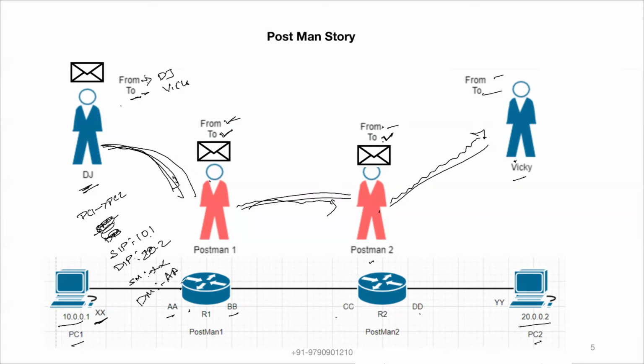If the destination MAC were YY, he would go directly and give it to him itself. That's not happening. The physical address will change. So my physical address will be XX to AA. This packet comes all the way to whom? Here. Now R1 receives the packet and sees the destination MAC is my MAC only. So I'll open the cover.